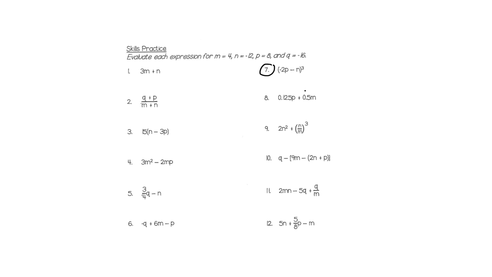So number 7 says negative 2 times p, subtract n, and then that is all going to be raised to the third power. So our first step is to write this expression just like it is, but instead of the variables, we're going to replace those with these values right here. Okay, so instead of a p, we're going to plug in 8, and instead of an n, it's a negative 12.